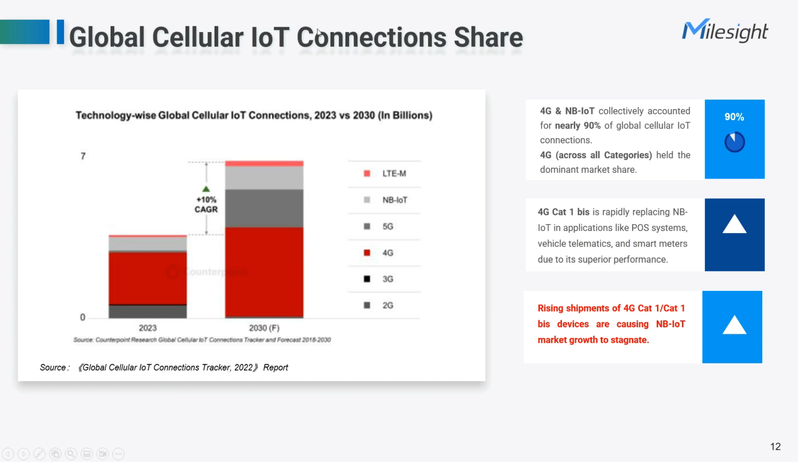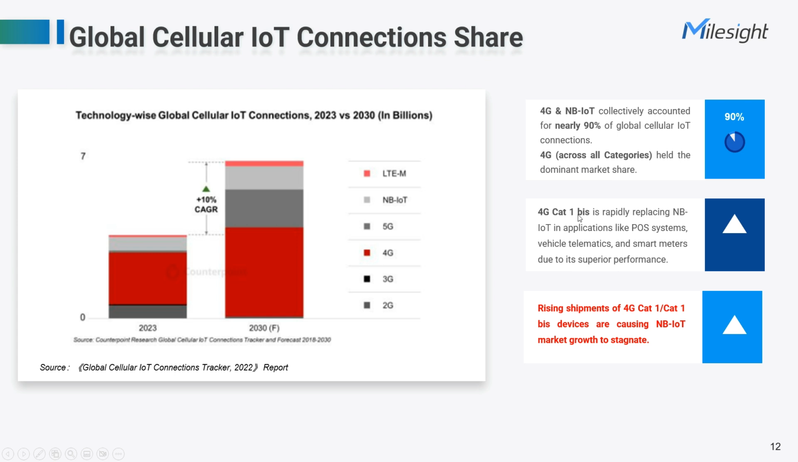So the same report highlights that 4G and NB are by far the most popular technologies in the cellular IoT space. As of the end of 2022, these two technologies together made up almost 90% of all global cellular IoT connections. And just to be clear, when we say 4G here, we're talking about all its different capability classes, all the categories.